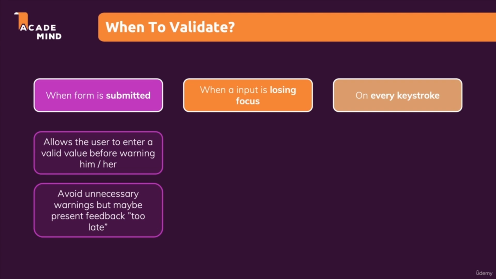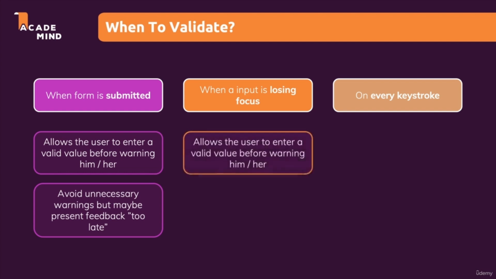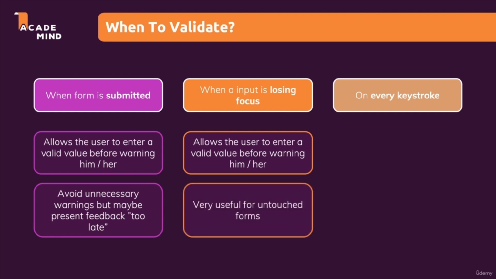Now, when we validate an input when it loses focus, the good thing also is that we allow the user to enter a valid value before warning him or her, just as when we waited for the overall form. But we already do show an error then once the user is done with that specific input. So we don't wait for the overall form submission, but we just wait until the user is done with one specific input. This can be very useful for untouched forms, so where the user hasn't entered anything yet.